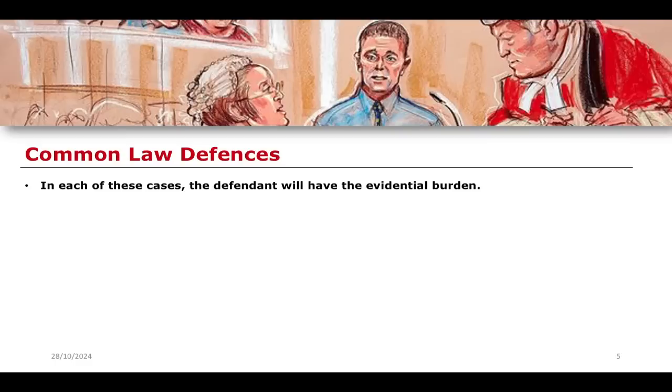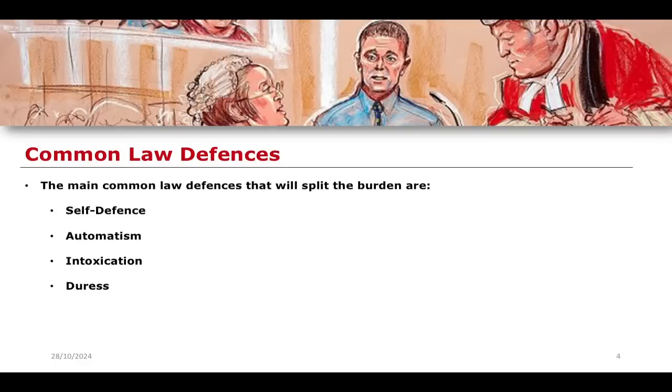In each of these cases, the defendant will have an evidential burden, and I should note that there are common law cases that establish that fact. There are cases that establish that in self-defence there is an evidential burden, in automatism there is an evidential burden, and in intoxication or duress there is an evidential burden. I didn't put all of those cases onto this particular presentation. If you want me to do a presentation where I go through each of the cases and cite the authorities that show this, do let me know, and I will.